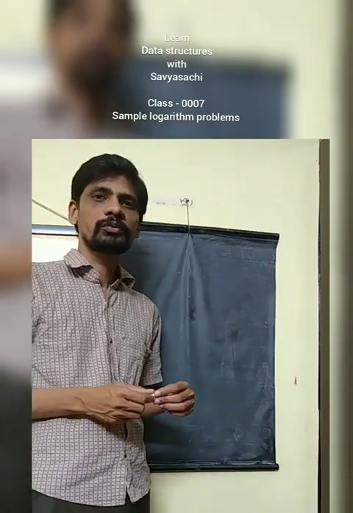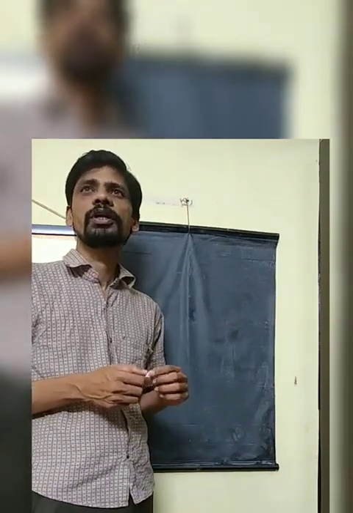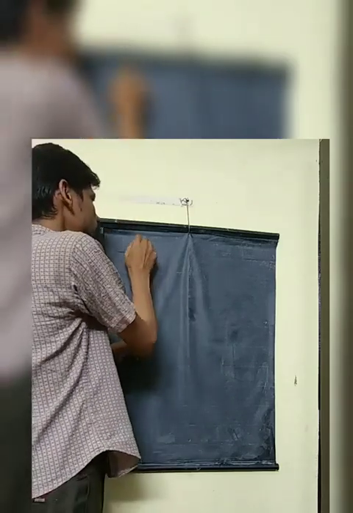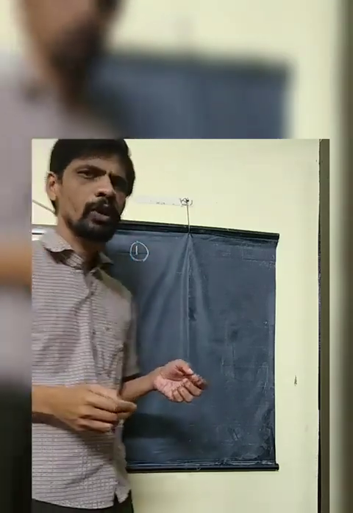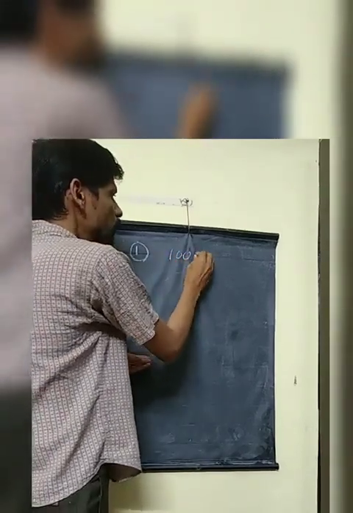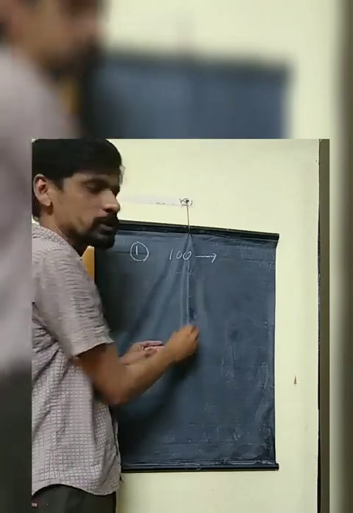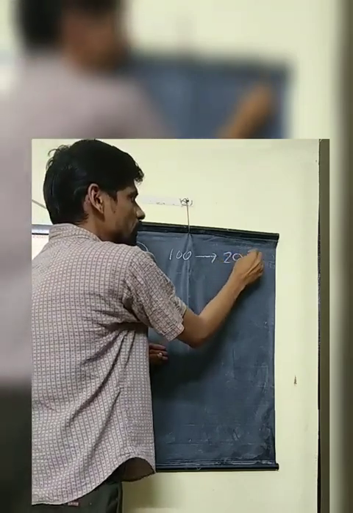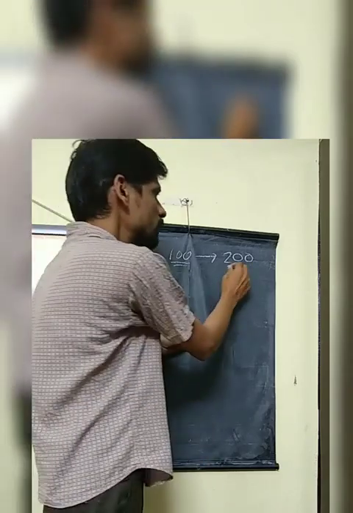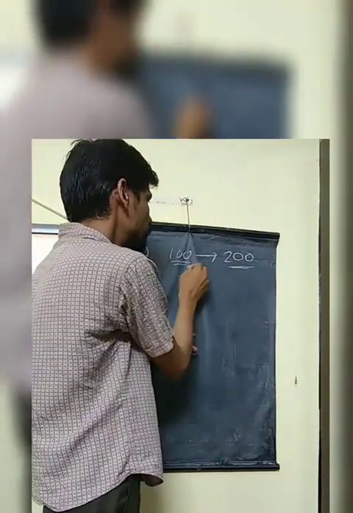Now we will do some sample logarithm problems. Okay, so the first problem is: you have 100 rupees. Let's imagine you have 100 rupees and you want to make this 100 rupees into 200 rupees. So you have 100 rupees in your hand, and you want to make this 200 rupees by depositing into one bank.